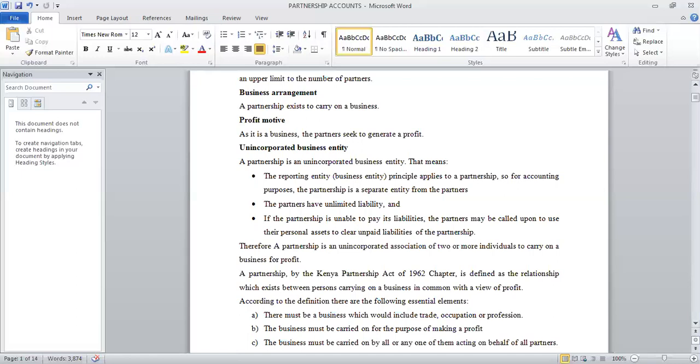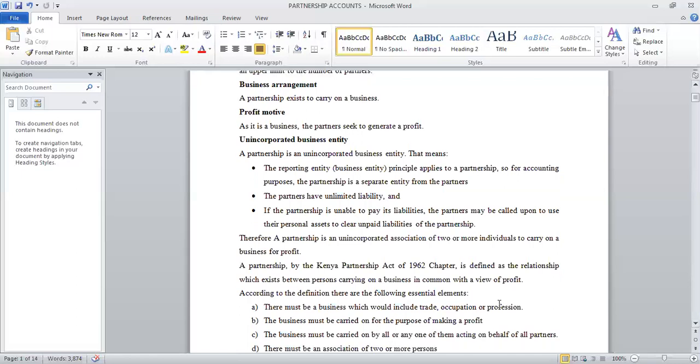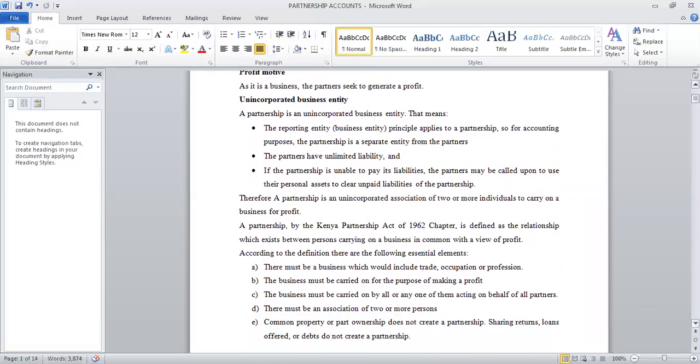Partnerships in Kenya are established in accordance with the Kenya Partnership Act of 1962, which defines the relationship which exists between persons carrying on a business in common with a view of making profit. According to the definition, there are the following essential elements or characteristics. There must be a business, which will include a trade. Remember, trade here is the buying and selling of goods.